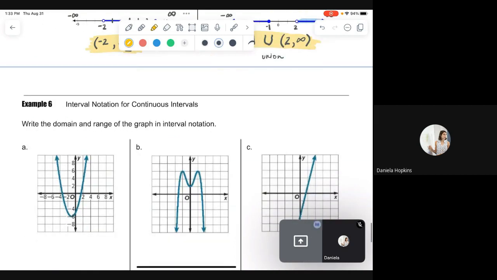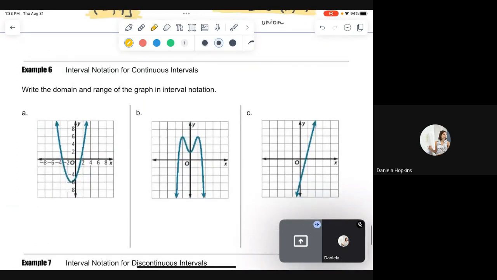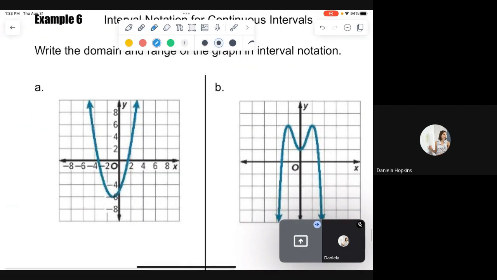Okay, so example 5, this is doing it in the easy way on a number line. Now let's think about this with graphs. So I'm going to color code because that was just doing the domain. Now we need to do the domain and range. So part A, I'm going to color code again. I'm going to do my domain in blue.